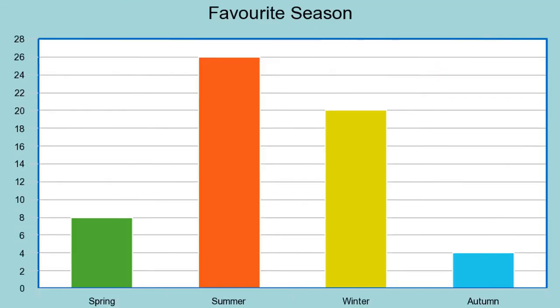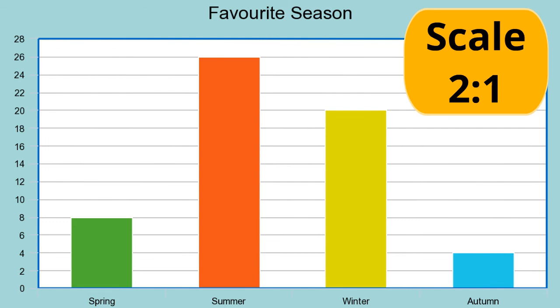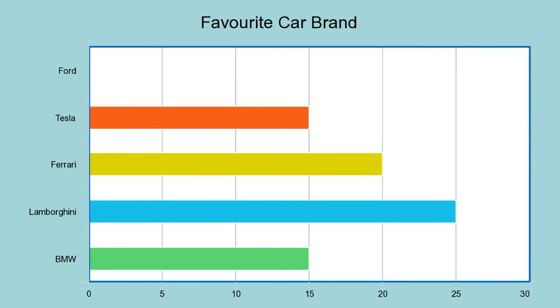Here is your first bar chart. It shows the favourite seasons of the people asked. Pause the video and see if you can figure out what scale this bar chart uses. Well, this bar chart uses a scale of 2 to 1. That means each jump up on the y-axis is jumping up in 2. 2, 4, 6, 8, and so on. Let's go on to the next bar chart. Have a look at this bar chart.